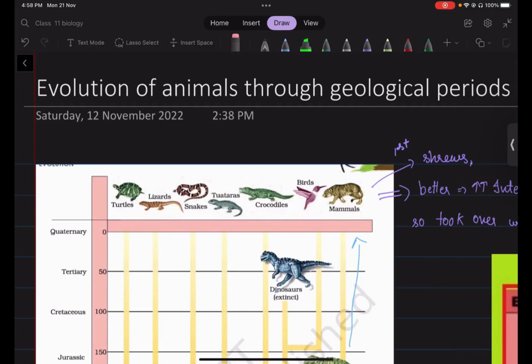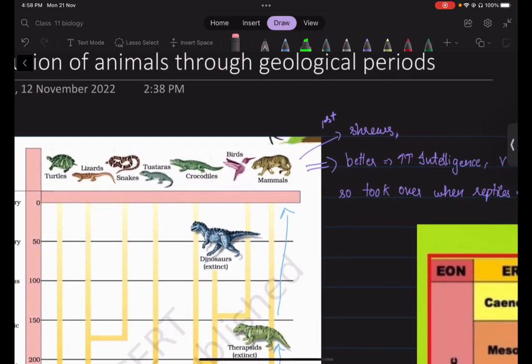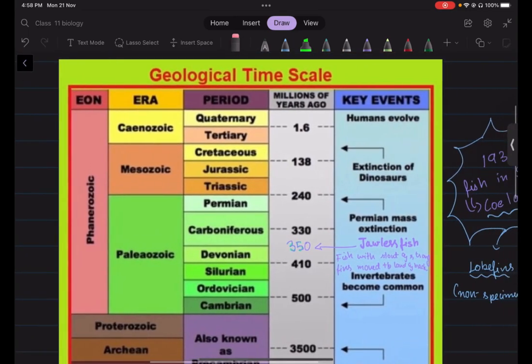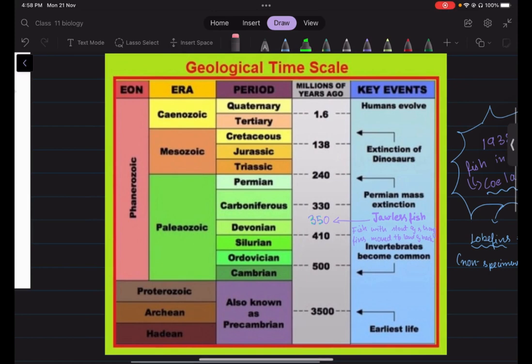In the previous video, we learned about the evolution of plants, and in this video, we'll be learning about the evolution of animals through geological periods in brief. So, we already glanced through the geological timescale in the previous video, but here too we will glance again, this time taking the animal related key events.